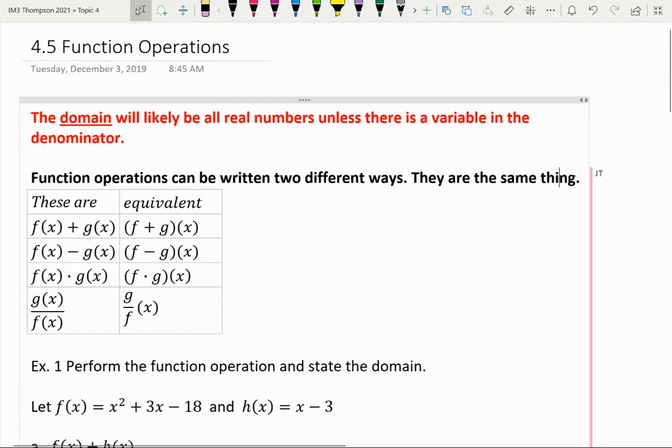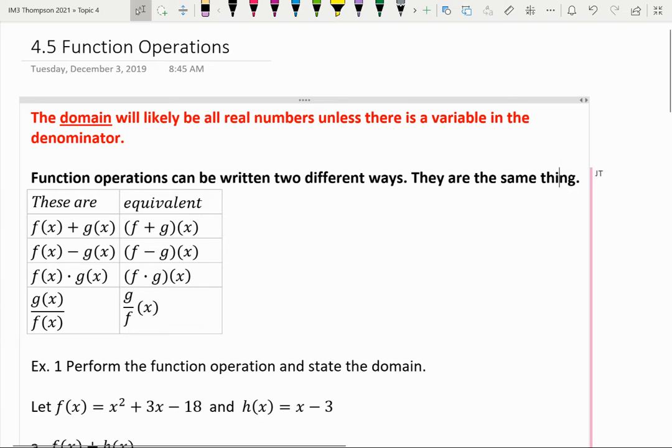4.5 function operations. Notice these questions do ask for the domain oftentimes. A lot of times it's just going to be all real numbers unless there is some variable in the denominator, which is going to create a type of restriction on the domain.